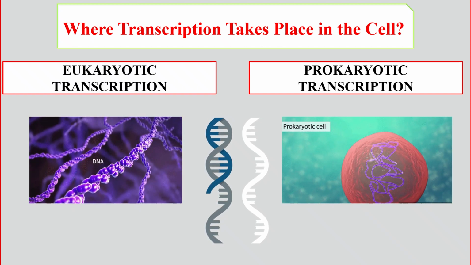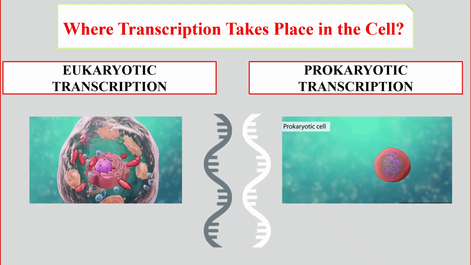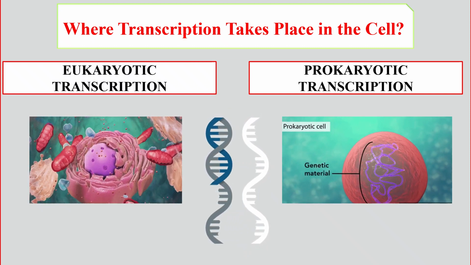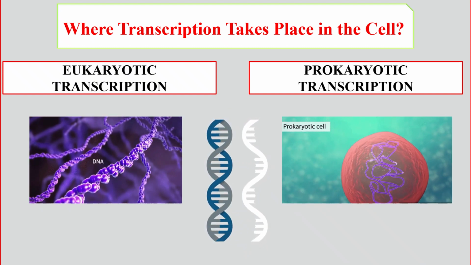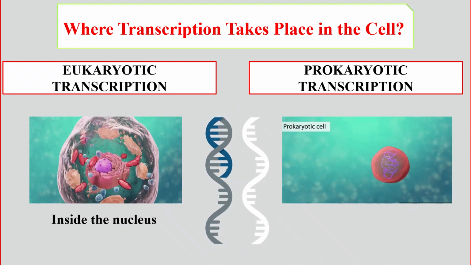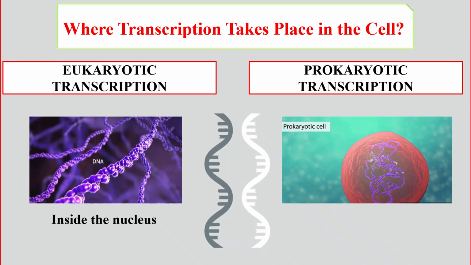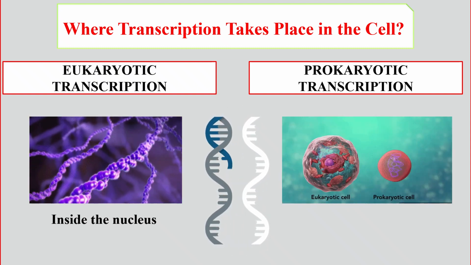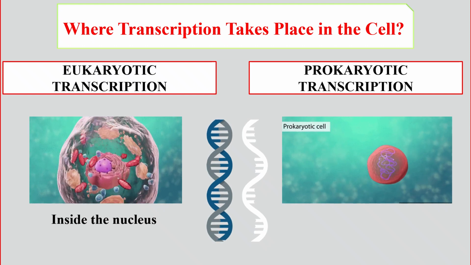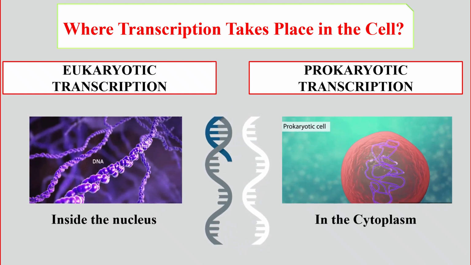In eukaryotes, as the DNA is present inside the nucleus, enclosed by a membrane-bound nuclear membrane, the transcription takes place inside the nucleus. In prokaryotes, the DNA is present in the cytoplasm and there is no membrane bounding this DNA. There is no nuclear membrane present. In prokaryotes, the transcription takes place in the cytoplasm.